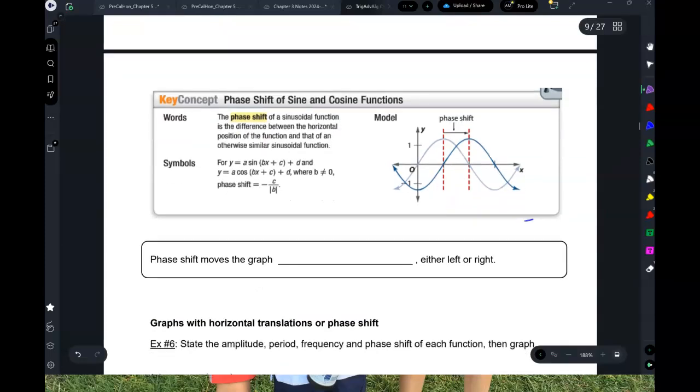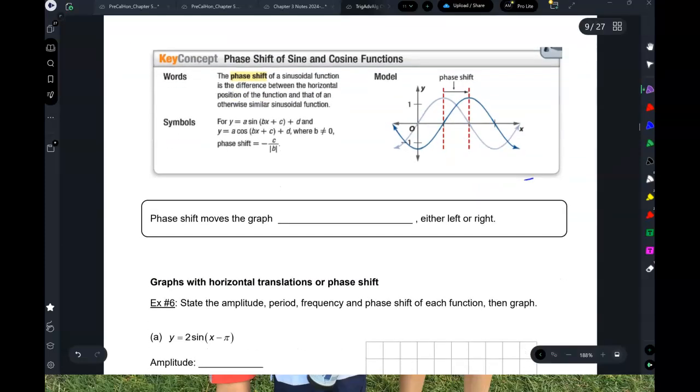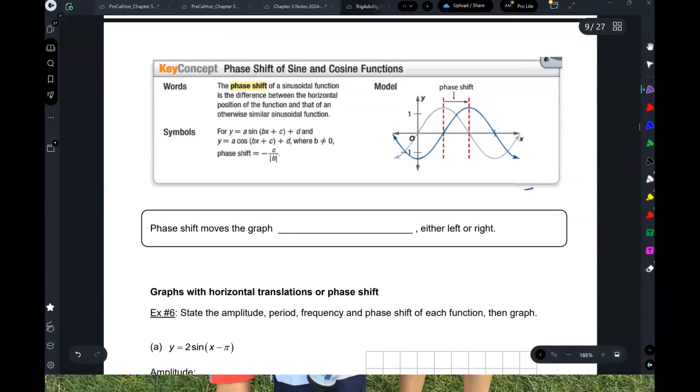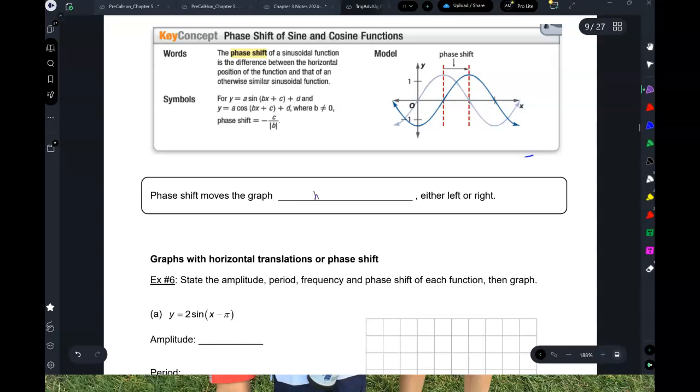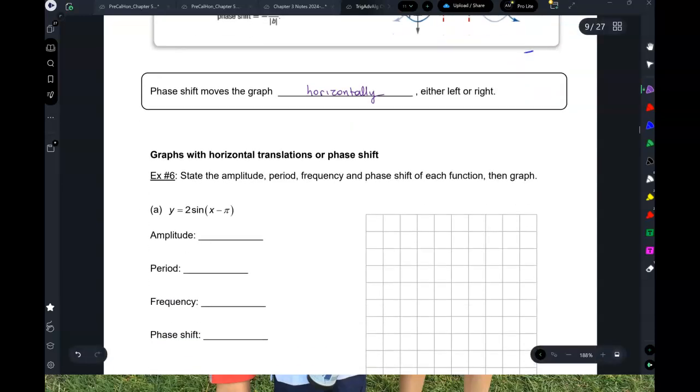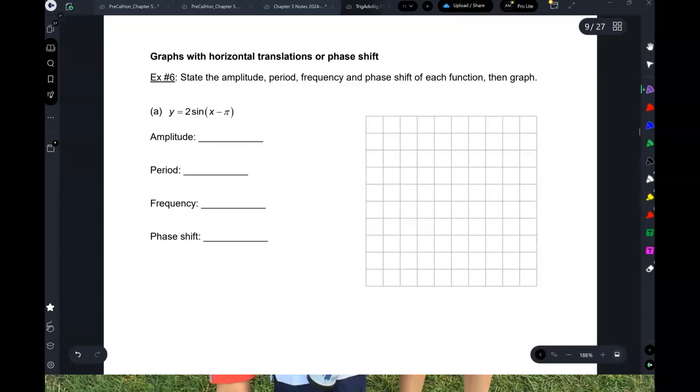All right, phase shift. Phase shift is when it's like a horizontal transformation, right? Phase shift moves the graph horizontally either left or right.